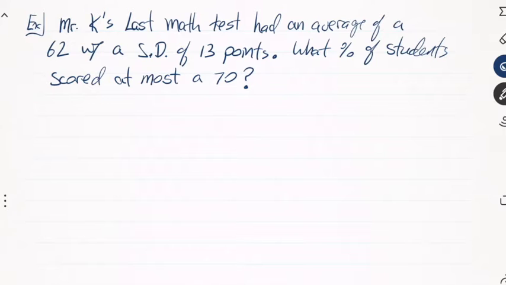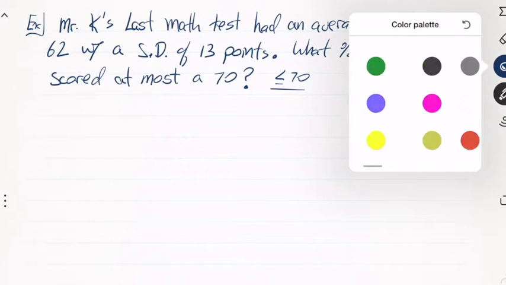So with this problem here, we have Mr. K's last math test had an average of a 62 with a standard deviation of 13 points. What I want to know is what percent of the students scored at most a 70. So that would be a 70 and below. That's another way of saying less than or equal to 70, at most. All right, so how are we going to tackle this problem?